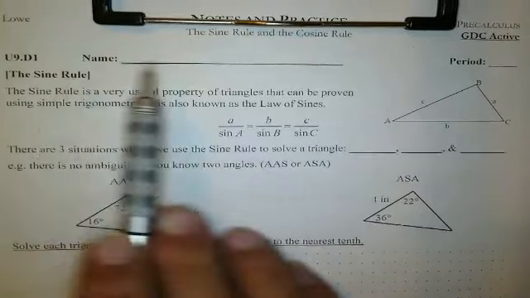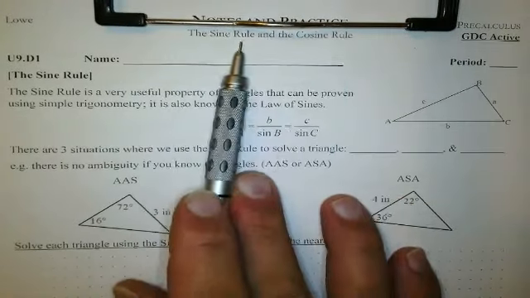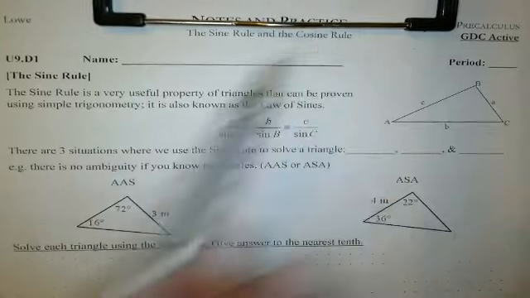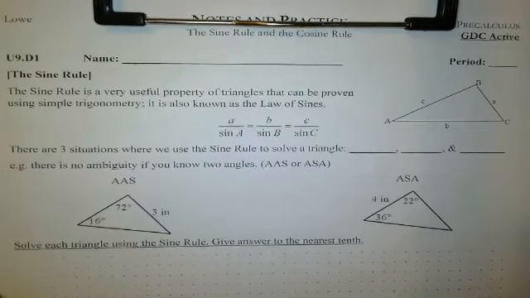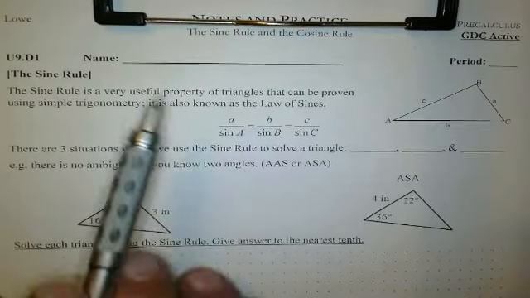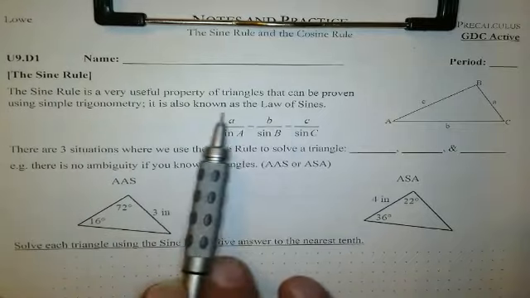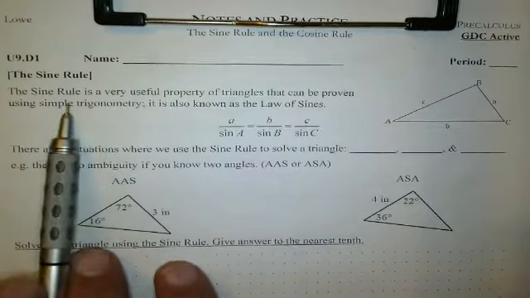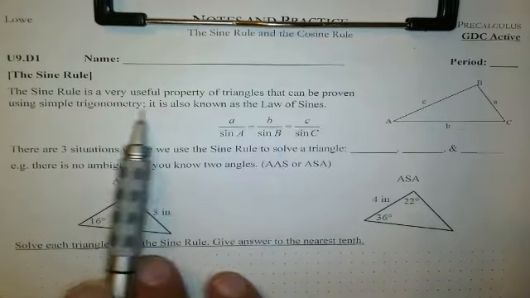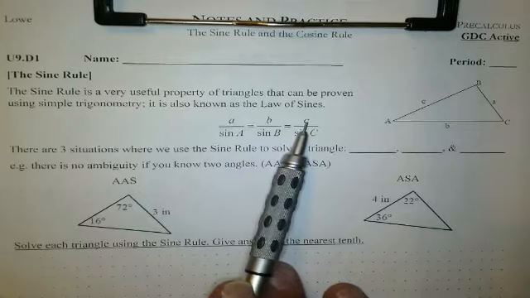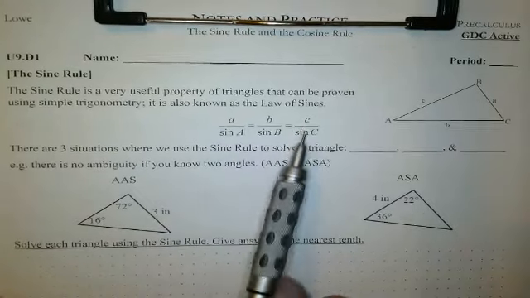All right. Today, I'm going to look at the sine rule and at the cosine rule. We're also going to look at some other pieces regarding areas with this as well. Okay. For the sine rule, it's a very useful property that can be proven using simple trigonometry. It's also known as the law of sines. Okay. So the sine rule, law of sines.